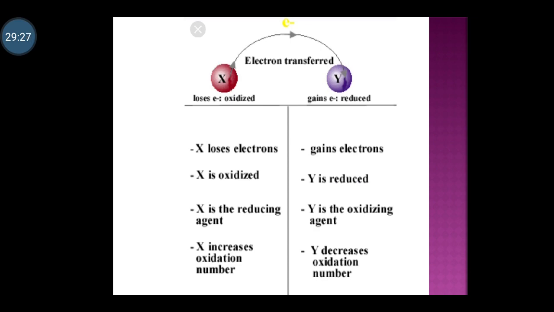Alright, take note, these points are very important. The element that donates or loses electrons is called the reducing agent, while the element that gains electrons is called the oxidizing agent.